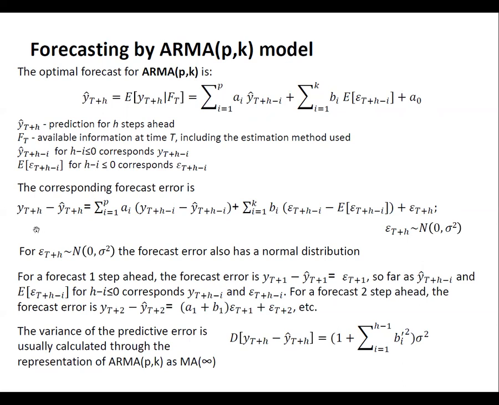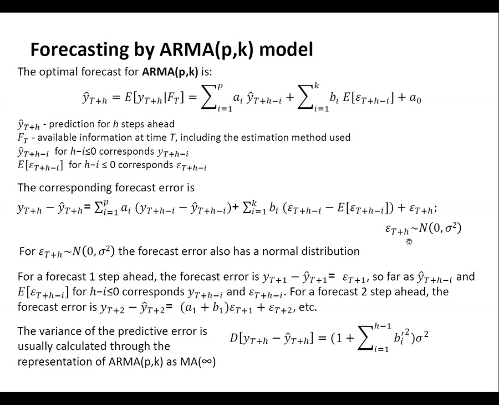The forecast error is also calculated through the substitution of the actual values with an error minus the predicted values without an error. And we will have the sum up to p of the autoregression coefficient times the deviation of the actual Y from the predicted ones, plus the sum of the coefficient b times the deviation of the actual errors from their expected value. The expected value is 0. And plus the current error. Also, this prediction error has a normal distribution because the original error values have a normal distribution.